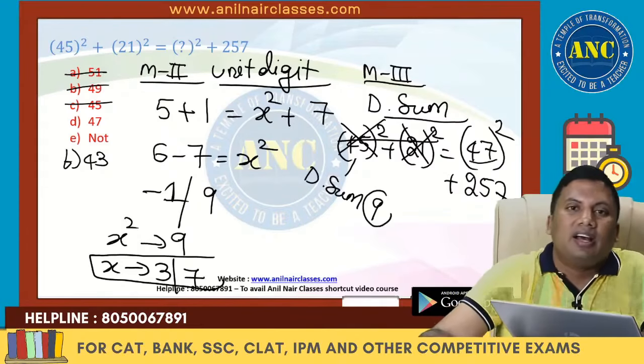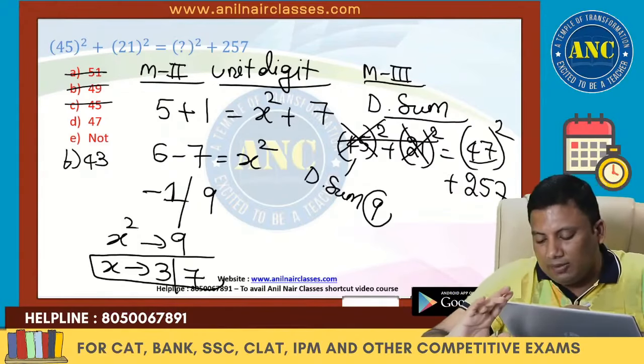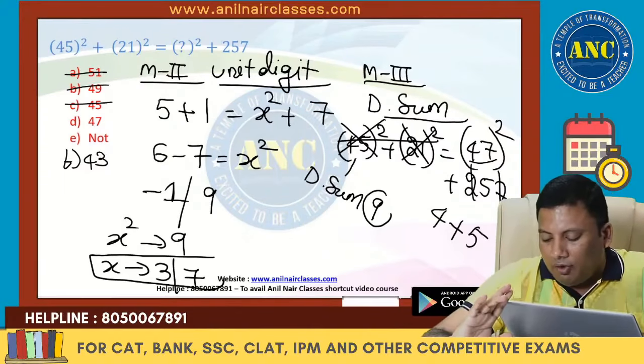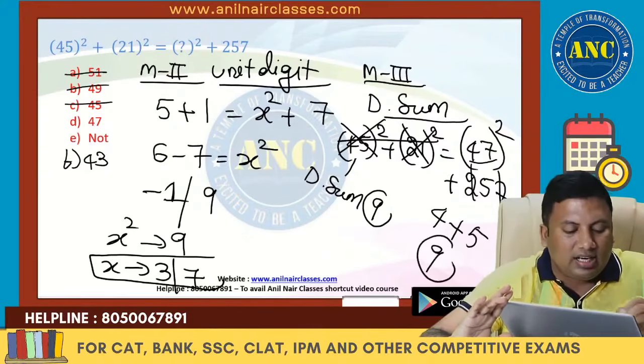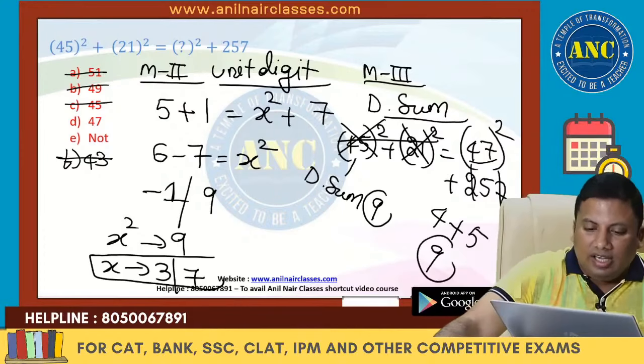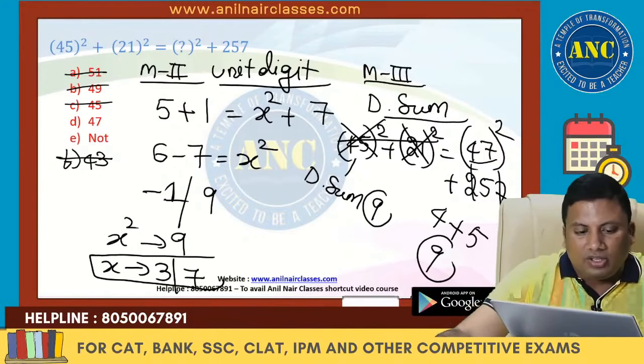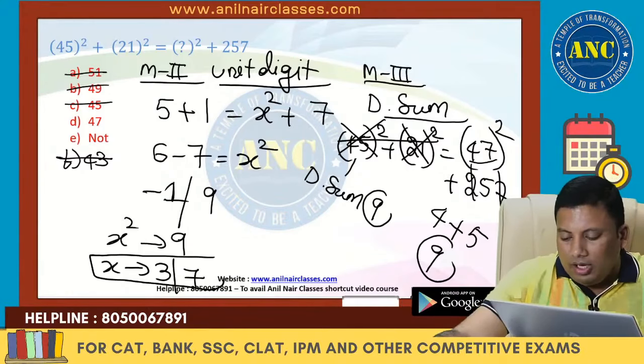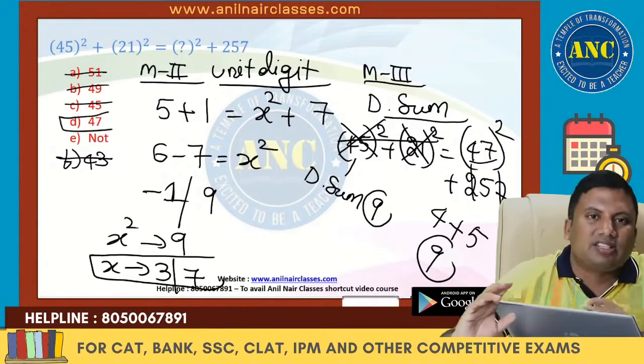4 plus 7, 11. 11 digital sum is 2. 2 square is 4. 2 plus 7 out. 4 plus 5, 9. Here the digital sum is not matching. I hope the idea is clear. Right? So answer is 47.